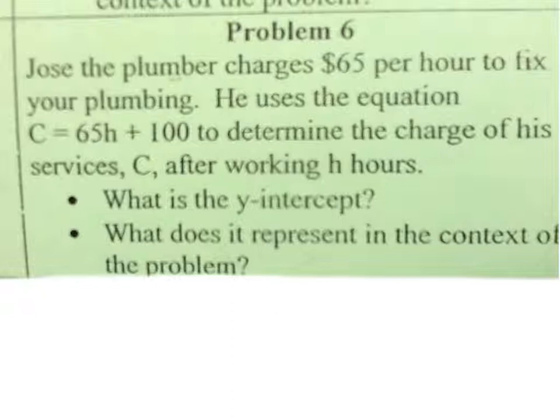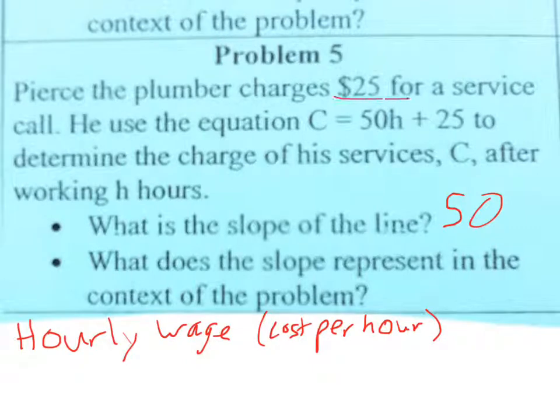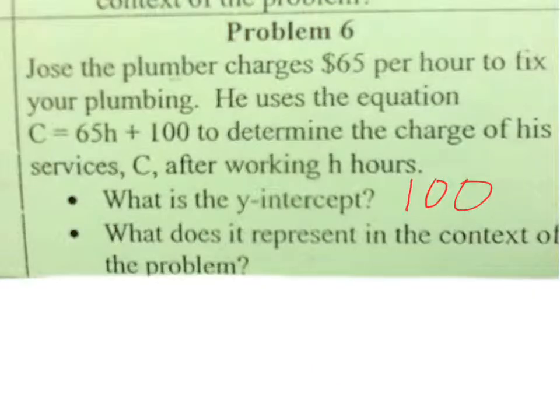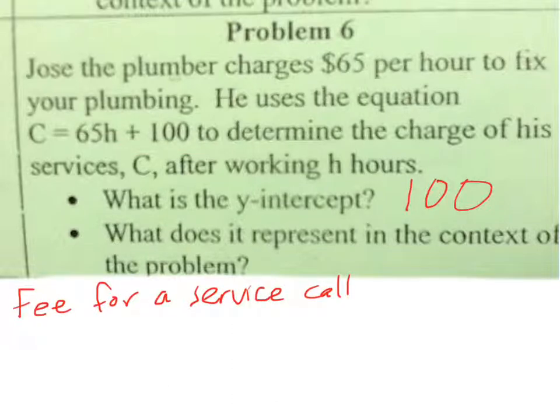Problem 6, which also has a plumber, but this time it's Jose or Josie. Anyway, this guy here. So he's charging $65 per hour to fix it, and this is his equation to figure out the total cost. So we already talked about the $65 an hour. You need to figure out what the y-intercept is. Well, that's the number not with the variable, so that's 100. And what does that mean in context? Well, if you look over the previous one, notice the 25 is the service call fee. The $100 is going to be the service call fee. Okay, so that's going to be the cost just to come to your house and work on things.